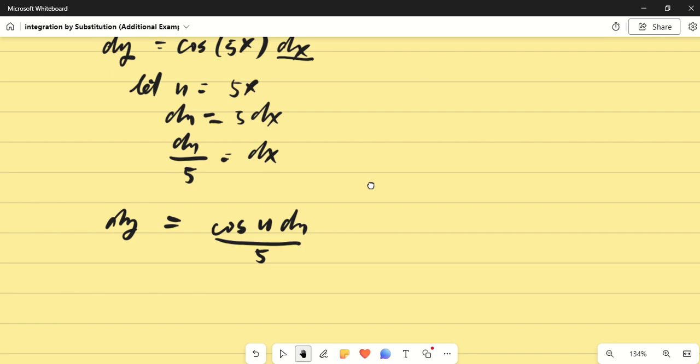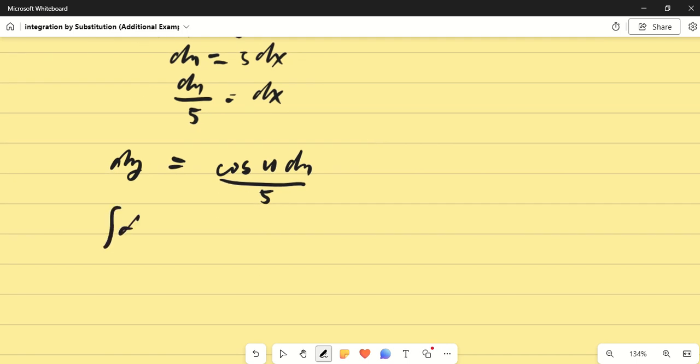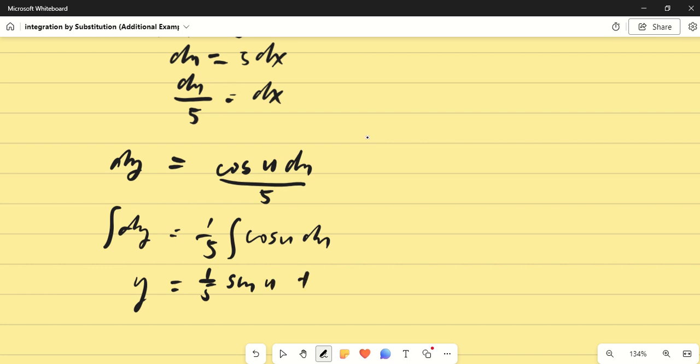Okay? And after that, you get the integral of both sides. So the integral of dy is equal to 1 over 5 times the integral of cosine of u du. And you're aware that the integral of cosine of u is sine u. So you'll be having y. Of course, the integral of dy is equal to y. And this is definitely equal to 1 over 5 times sine of u plus the arbitrary constant c.